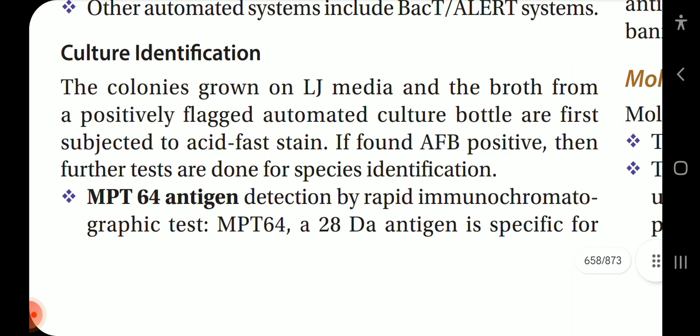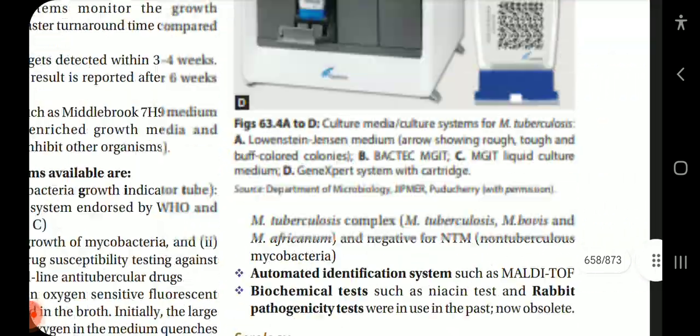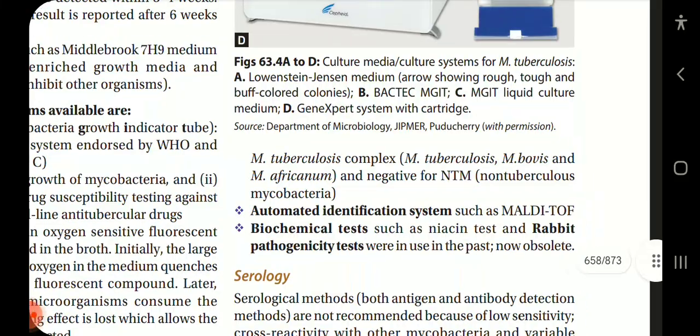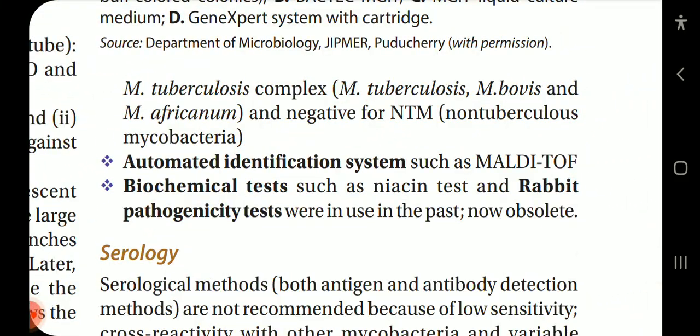Culture identification. The colonies grown on LJ media and the broth from a positively flagged automated culture bottle are first subjected to acid fast stain. If found AFB positive, then further tests are done for species identification. MPT64 antigen detection by rapid immunochromatographic test. MPT64, a 28 kilodalton antigen, is specific for M. tuberculosis complex, M. tuberculosis, bovis and africanum, and negative for NTM, non-tuberculous mycobacteria.